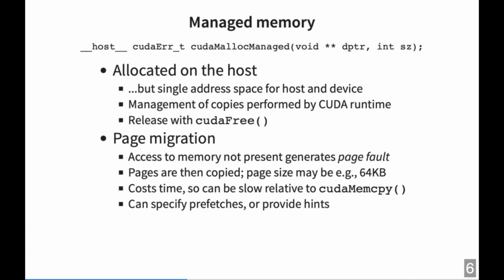So that's the CUDA malloc managed API call. That call is made on the host, and it returns a piece of memory which is managed, and copies between the host and device are handled by the CUDA runtime. Such memory is typically released with the standard CUDA free when you need to release resources.